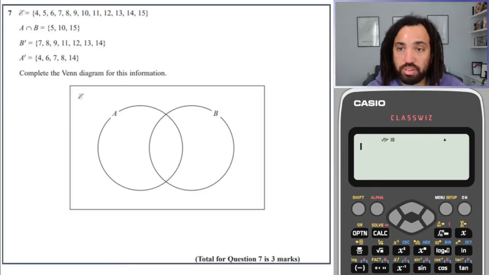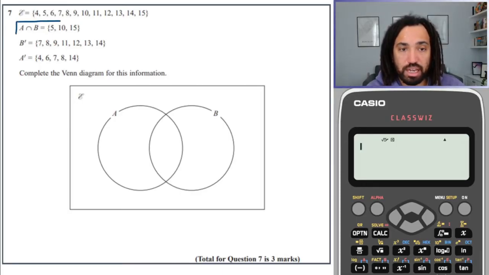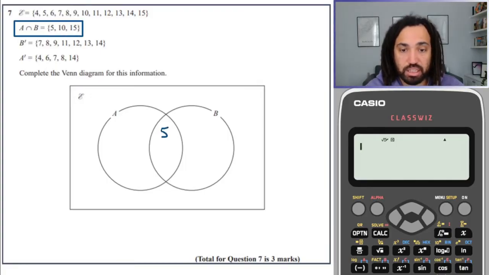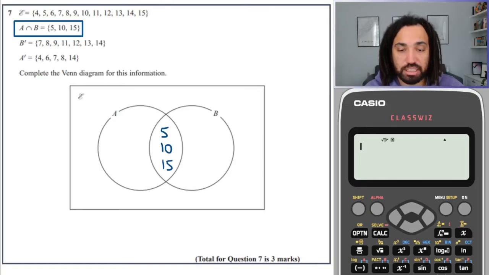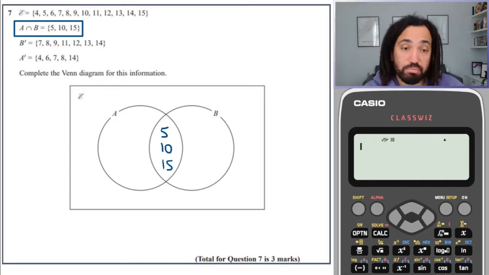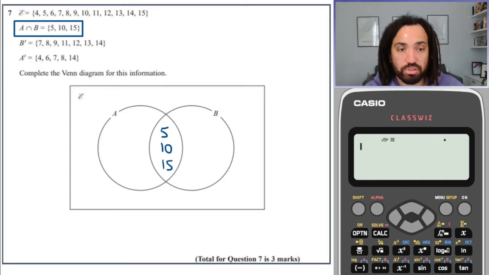Okay, next question, we've got a Venn diagram that we need to fill. So A and B, that's the intersection, which on a Venn diagram like this will be the centre where A and B intersect. So that's 5, 10 and 15. And then we've got B naught and A naught, so all of the things which are not in B and not in A. So let's work backwards. Actually, we've already placed 15. Let's place 14 next, because I can see the 14 is not in B and it's not in A. So if it's not in B or A, then it must be outside.